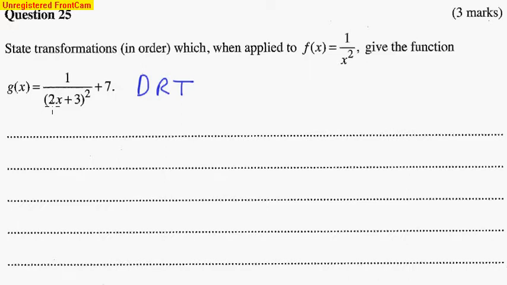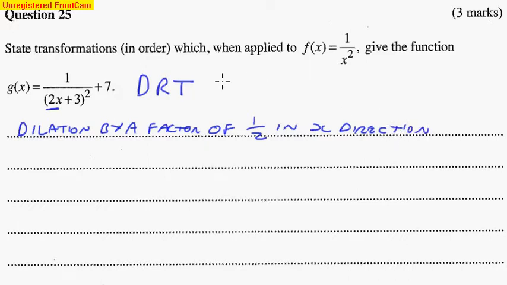Dilations, you can see from the 2 next to the x that we have a dilation of 1 over 2 in the x direction. So that's the first one. We have a dilation by a factor of 1 over 2 in the x direction.